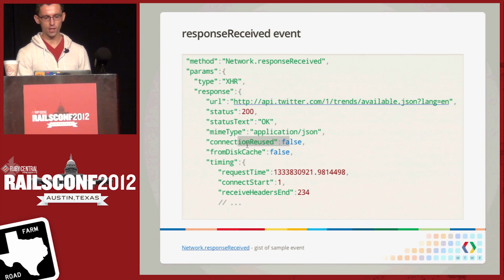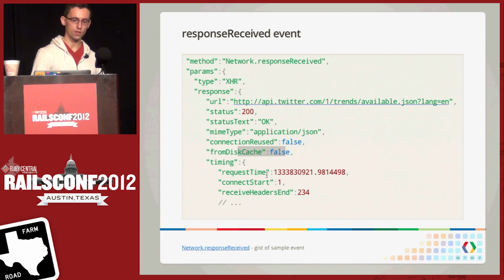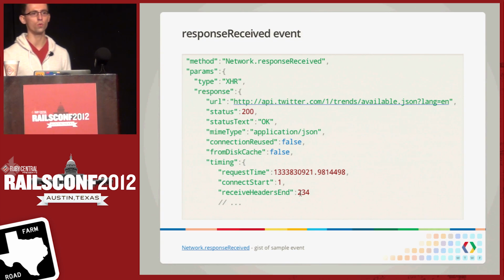It didn't reuse the connection. It didn't fetch anything from disk. Here's the timing data for when the request started, how long it took, and so on and so forth. So there's a lot of detailed data in here, right? And you can, in fact, instrument your Chrome to set debug points, get all kinds of stuff directly from the CLI.